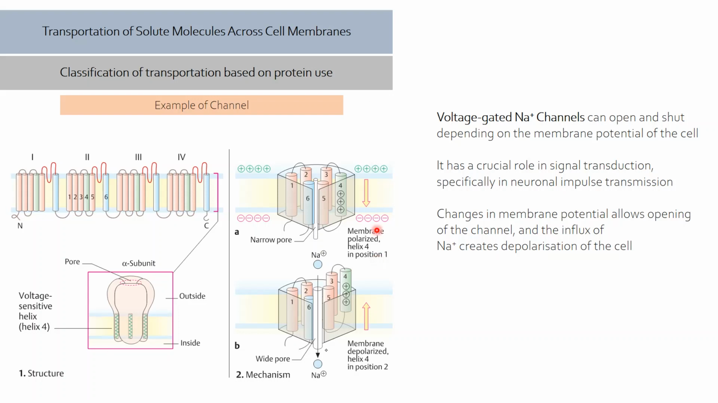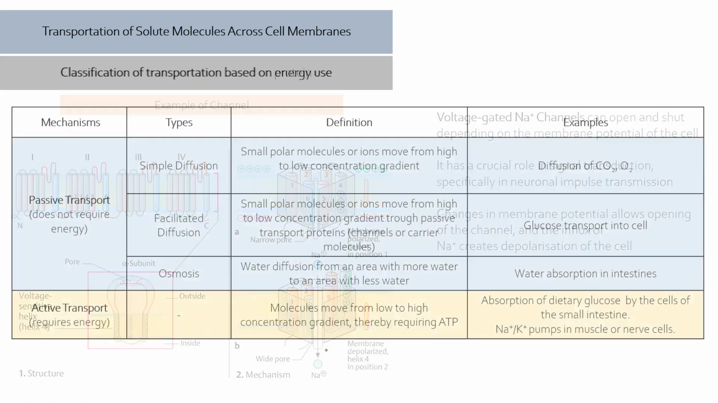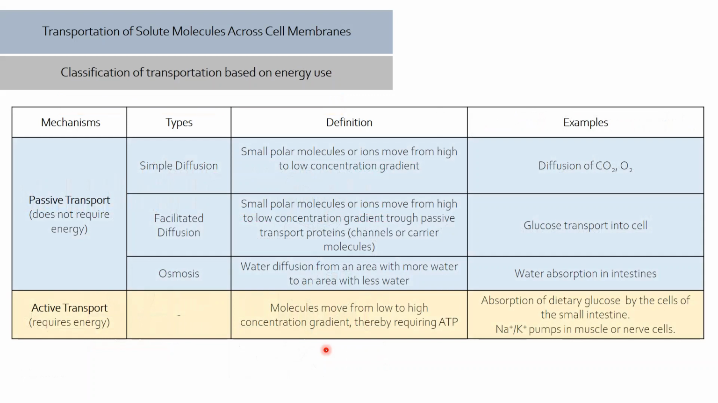So these are just examples, and we don't need to talk about them in detail at this present block. Now, as we talked about just now, is how cell membrane transport is classified based on the proteins they use. Now, they can also be classified in terms of whether or not they need energy to do the transport. So there's such a thing as passive transport and active transport.